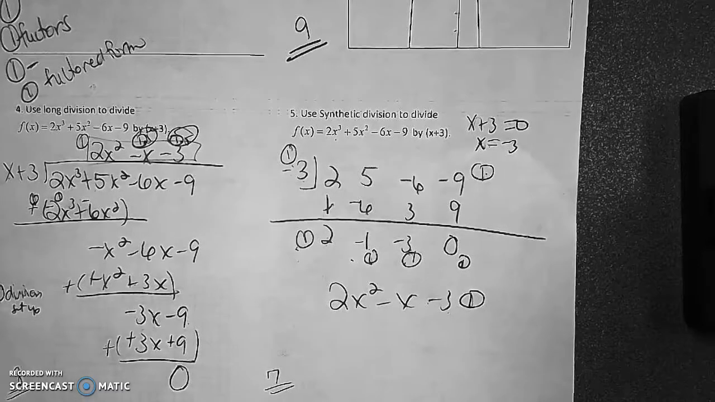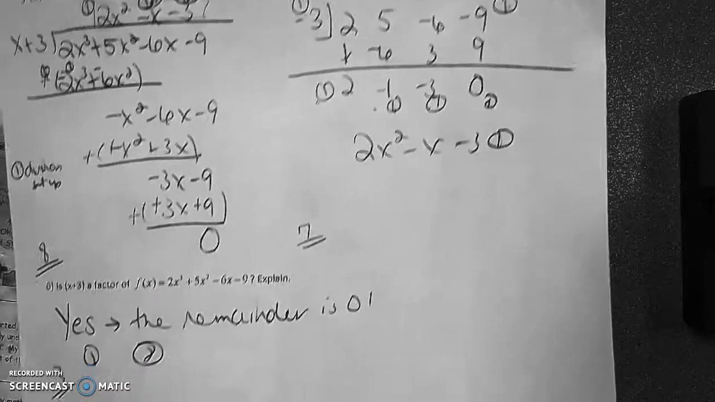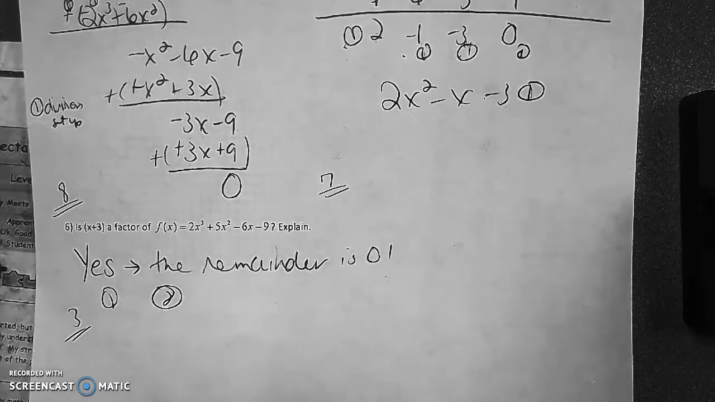Now all I'd ask you to do was divide here, and so that should be the answer you have for division. And then number 6 says, is x plus 3 a factor? And the answer is yes, and you know it's a factor because the remainder is 0. That means it goes evenly into that problem.